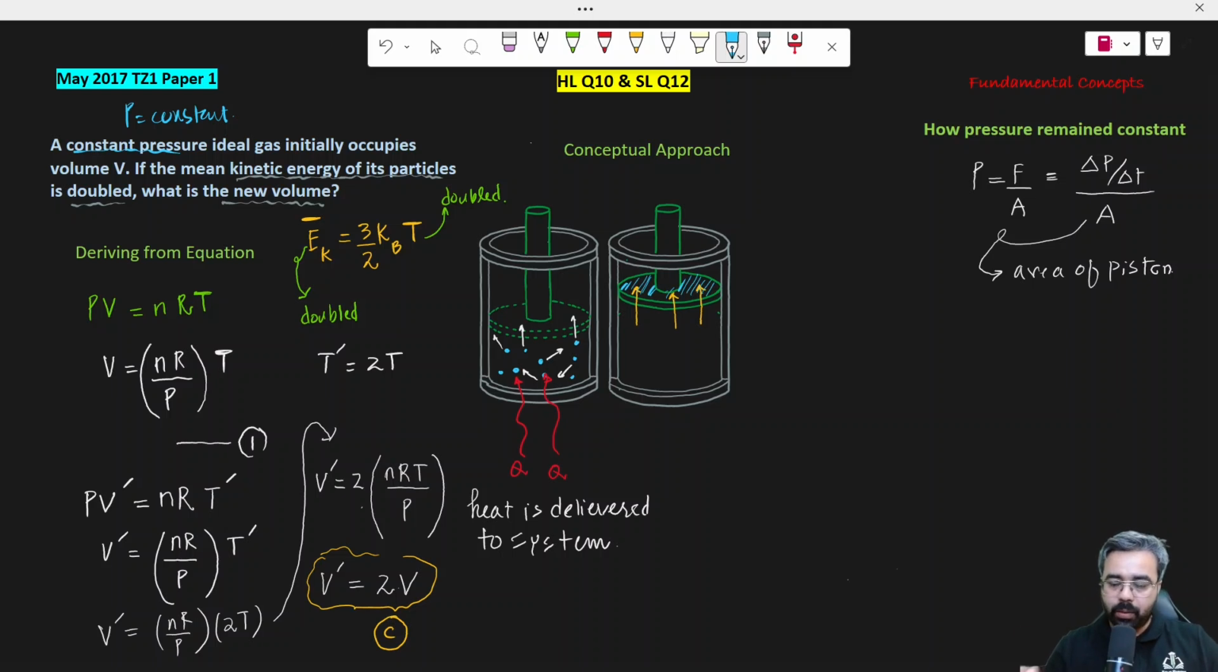So it means that the only change that happened in the system is about the force, right? Something happened, the force remained constant. And why did the force remain constant? Because force is the rate of change of momentum.